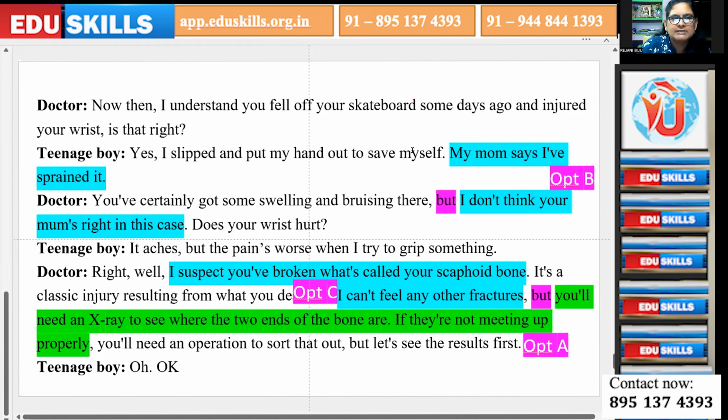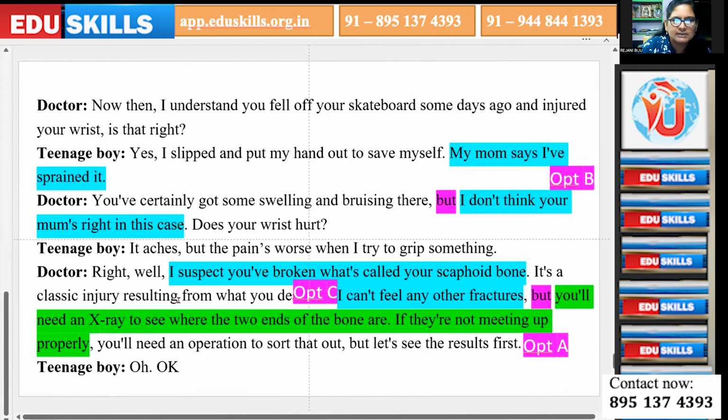Okay, my mom says I have sprained it, the boy is telling, and what is the doctor's reply? But a contrast word is given there. So she is disagreeing. I don't think your mom's right in this case. See, this is also a negative expression. That means sprain is not the reason. Next, I suspect you have broken what's called the scaphoid bone, telling about a particular bone. So we can say that the other option, which says that more than one bone is affected, is also not an answer. I'm telling that here, classic injury.